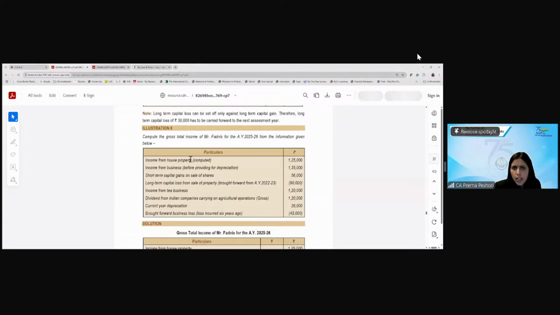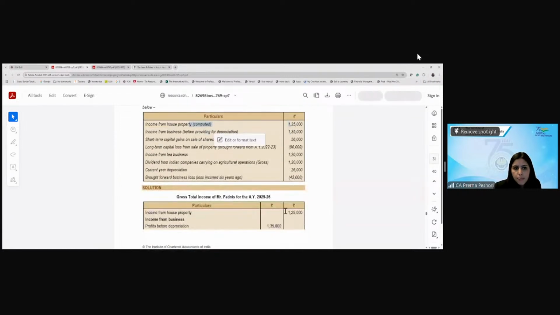So see, first we'll start with the house property, 1,25,000. We'll include that as income. Now this is profit before depreciation, 1,35,000, right? Now income from tea business, what will happen to this? What will you do with the tea business? Yes, business income is 40%, correct. So 40% will be business income, 60% will be agricultural income. What about dividend from Indian companies carrying on agricultural operation?